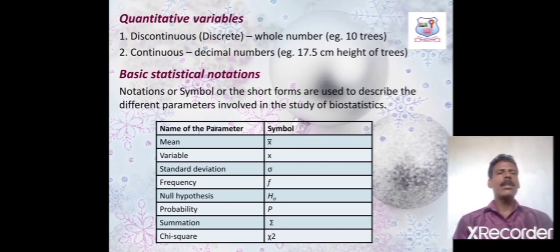For discontinuous variables, the collected values are rounded, or whole numbers are considered. But if the numbers are decimal, that is considered a continuous variable. For example, 17.5, the point-something values, are decimal numbers. It does not fall under discontinuous variables. Instead, we categorize it as a continuous variable.